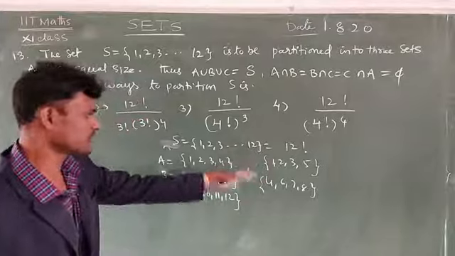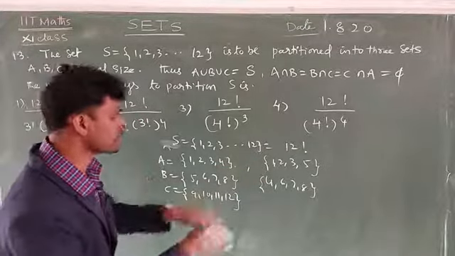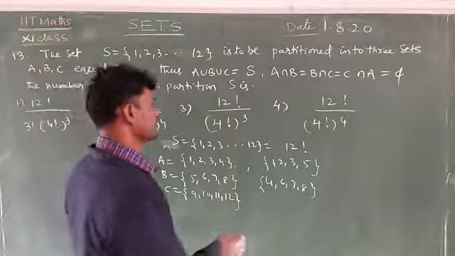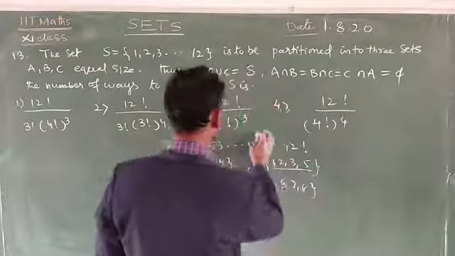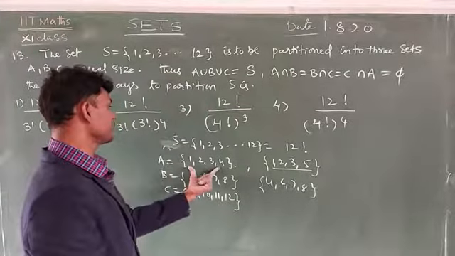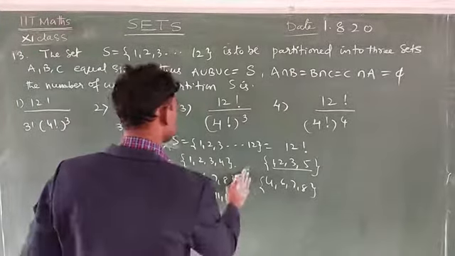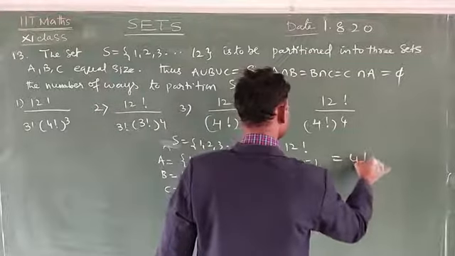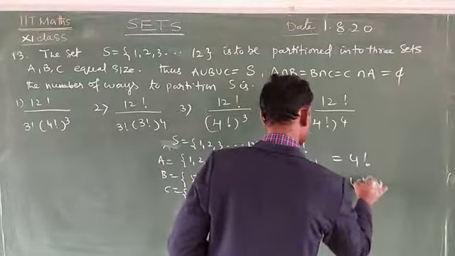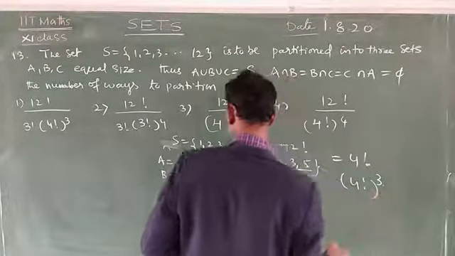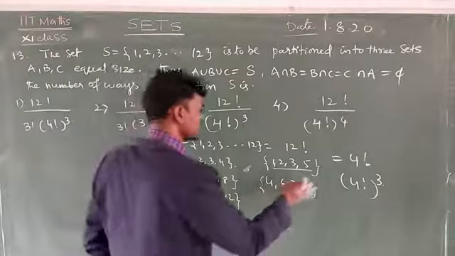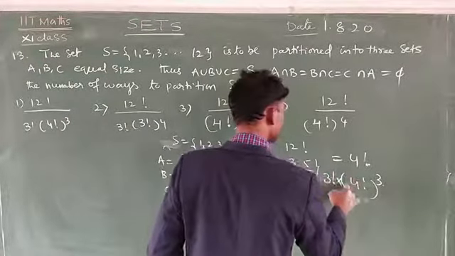Now the 3 sets can also be arranged in different ways. How many ways is it possible to partition it? See here, in total how many elements? Total 12 elements. Here each set has 4 elements. 4 elements can be arranged as 4 factorial. How many sets are there? 3 sets. Then 4 factorial whole cube. And the 3 sets internally can be arranged in 3 factorial ways, so 3 factorial into 4 factorial whole cube.